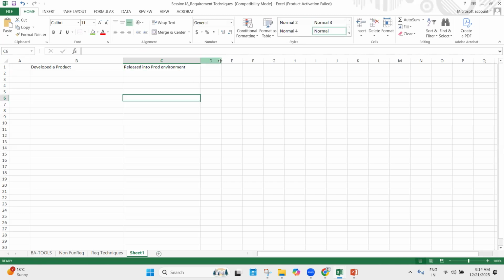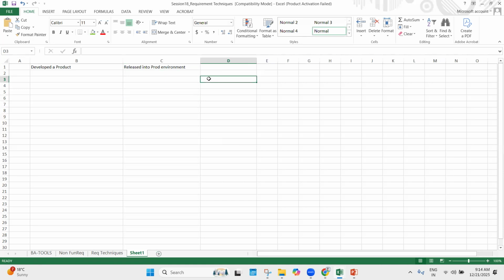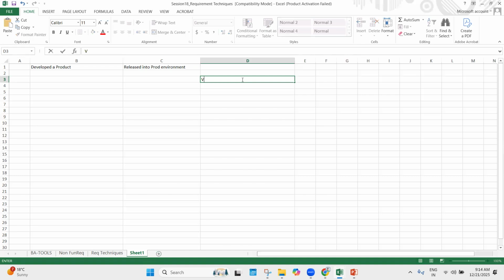Okay, and when it is really moved into the production environment, then usually a validation should be done at two levels. First one is we will be having a smoke test. This will be done by the UA team.